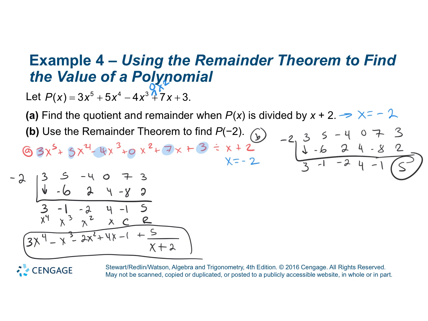So since they want the remainder theorem, the way you would write the solution is after you do the synthetic division, you would just do p of -2 is equal to 5. That will be the remainder theorem, how you would write this final answer.